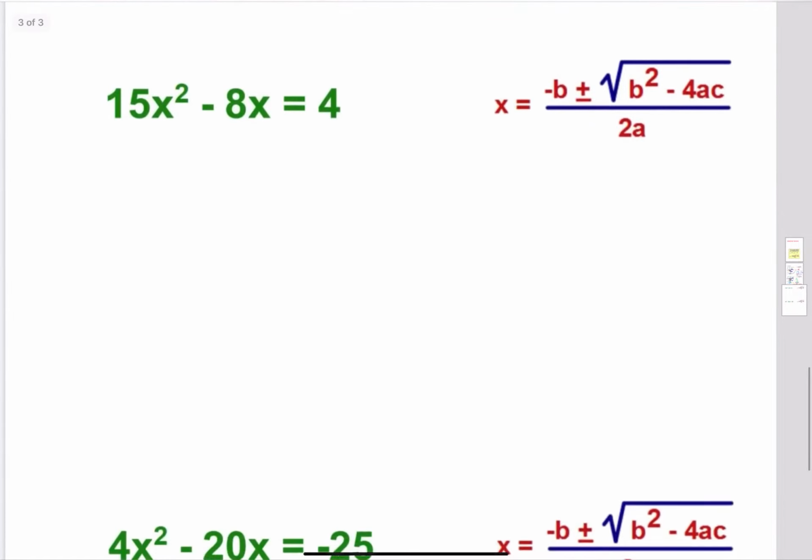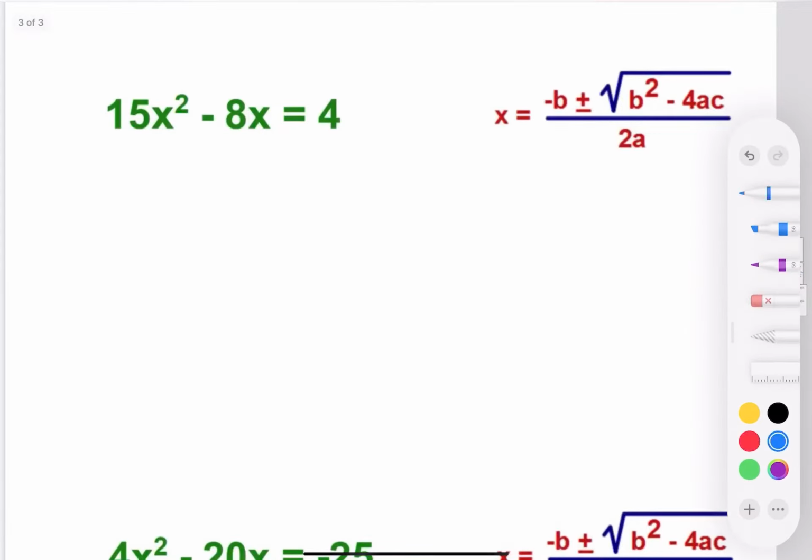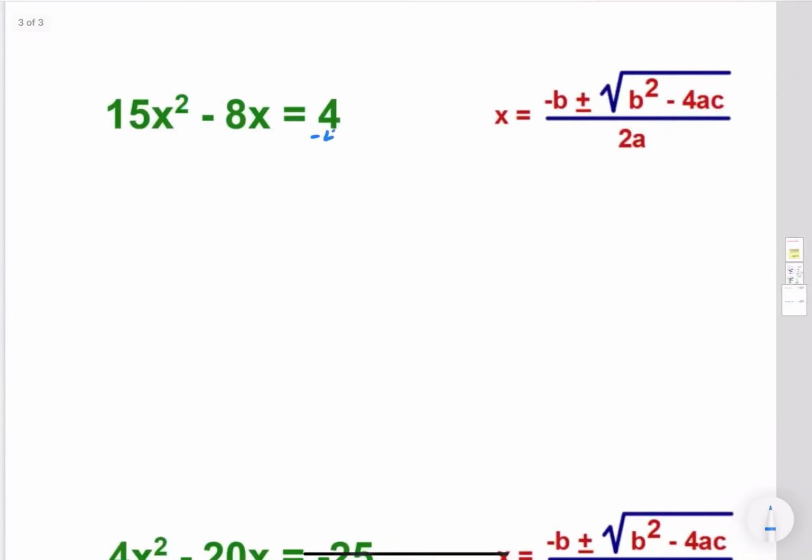All right, so let's go ahead and take a look at these other ones and see what happens here. Now, this next one is a little bit different because now it's not in standard form. So we want to go ahead and move that 4 over to the left so that the equation's set equal to 0. So I'm going to go ahead and subtract 4 on both sides. The 4's on the right will cancel each other out, leaving us with 0 is now equal to 15x squared minus 8x minus 4.